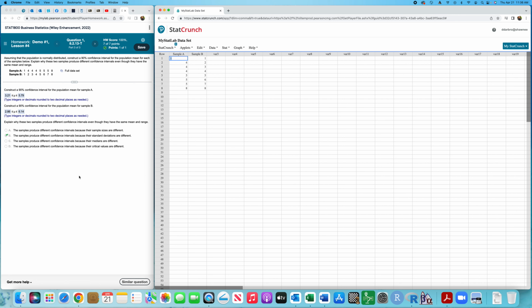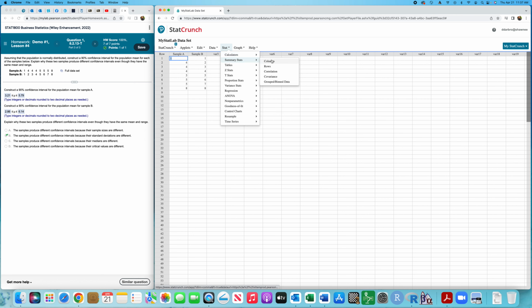Now, the next question says explain why these samples produce different confidence intervals, even though they have the same mean and range. Well, if you notice, look at the answers. It says because their sample sizes are different. Well, they're not. It says because the medians are different. Medians aren't used to calculate confidence intervals, so that's irrelevant. And the final one, because their critical values are different, well, both of them are a 90% confidence interval with the same sample size, so the critical values are not different. So B is the only difference.